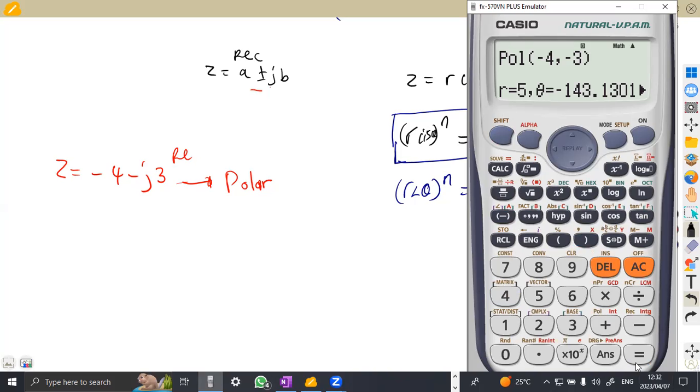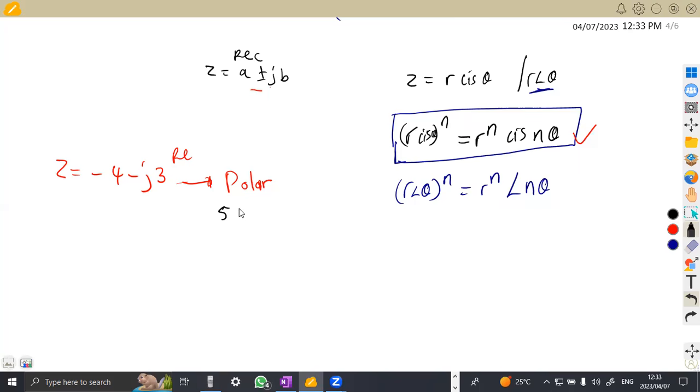So the answer. Okay, so it gives you the answer in polar form. Remember, in polar form, there is r and theta. So our answer in polar form is supposed to be r is equal to 5, as we are given here. So in polar form, our r is 5.